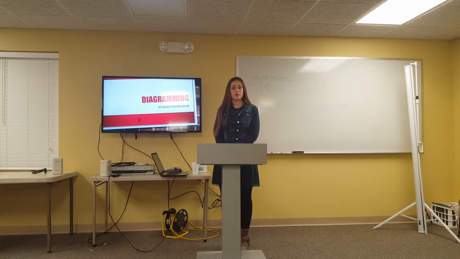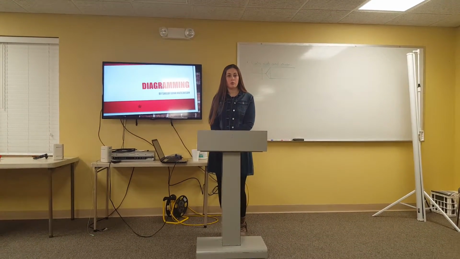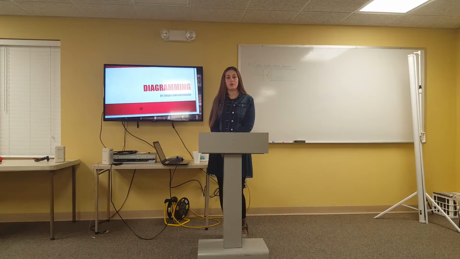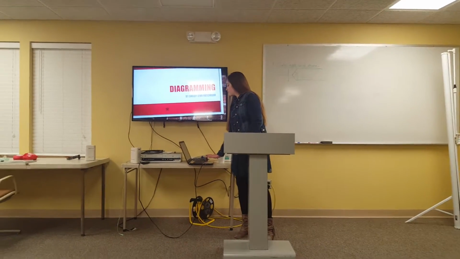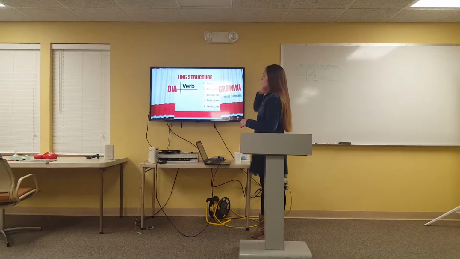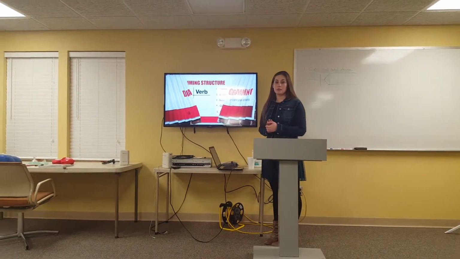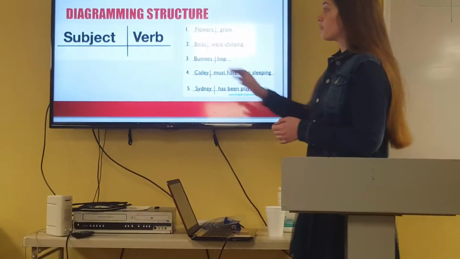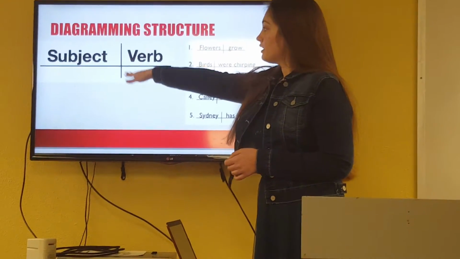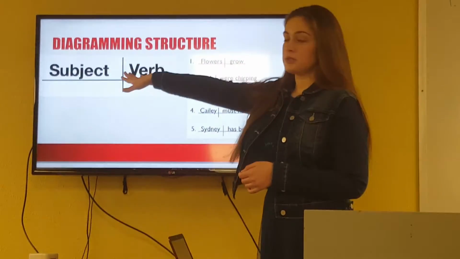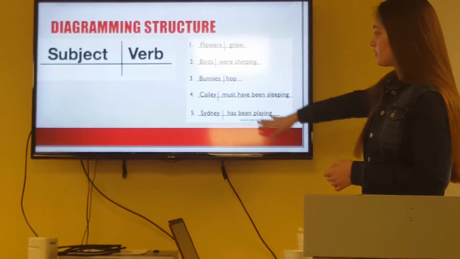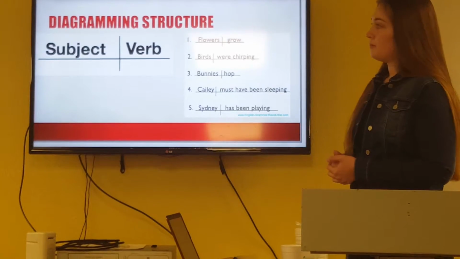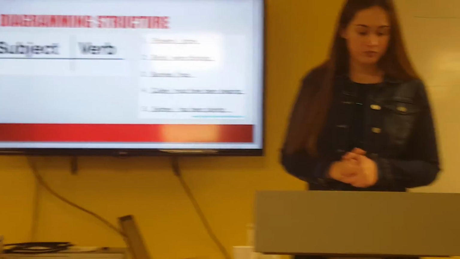Firstly, every diagram structure begins in the same way, with one line going vertical and another line going horizontal, causing the 2 lines to intersect. These are examples of your basic diagramming structure. Your vertical line and your horizontal line. Your subject goes here and your verb on the other side. And here are some more examples of subjects and verbs in the basic diagramming structure.